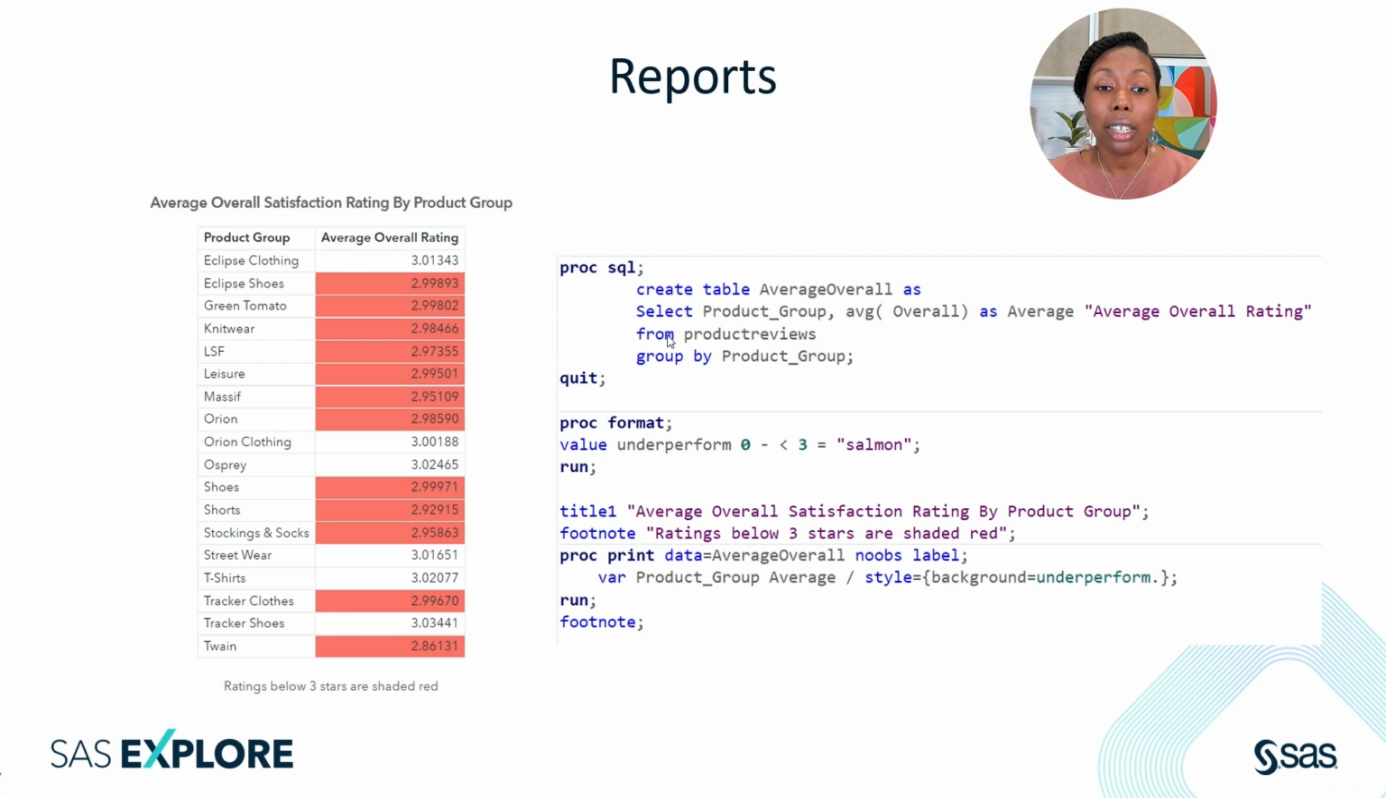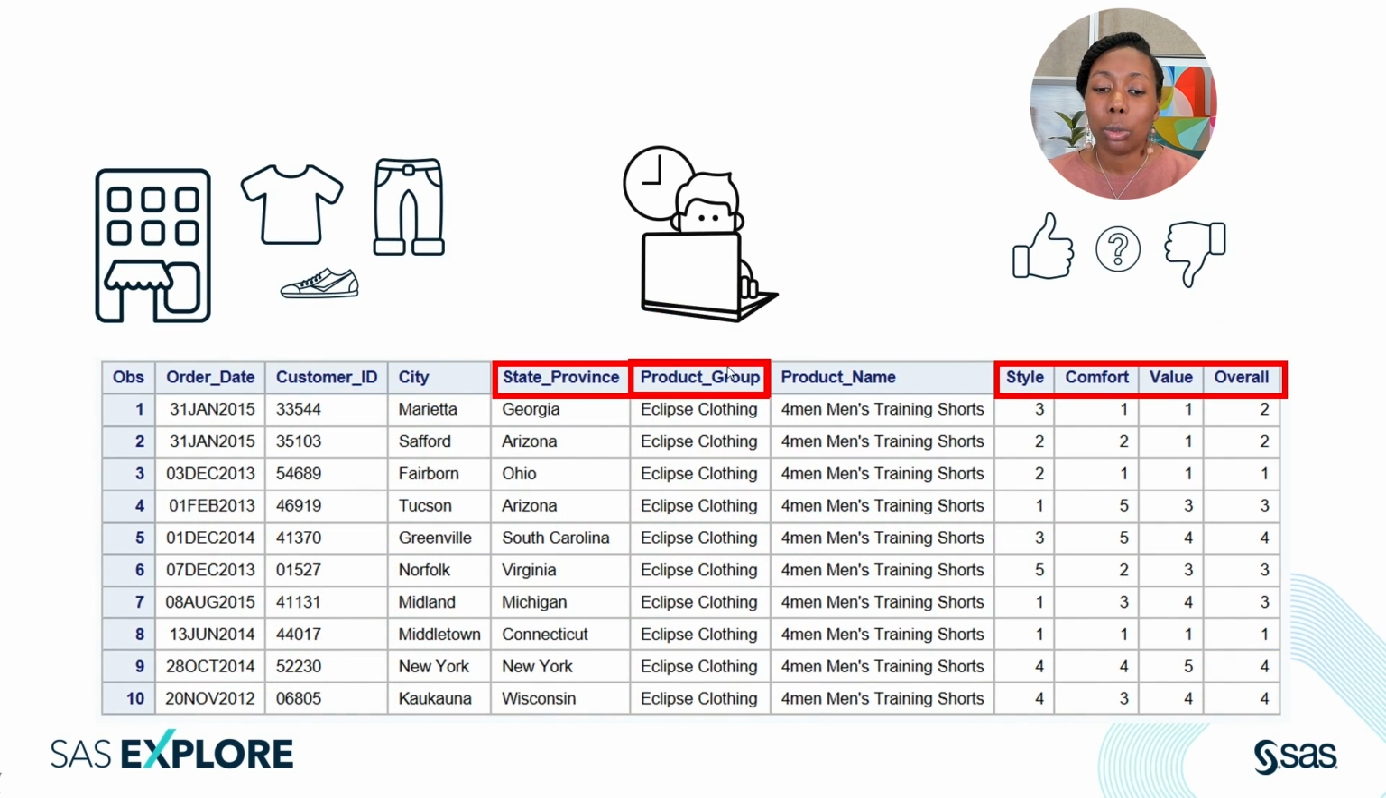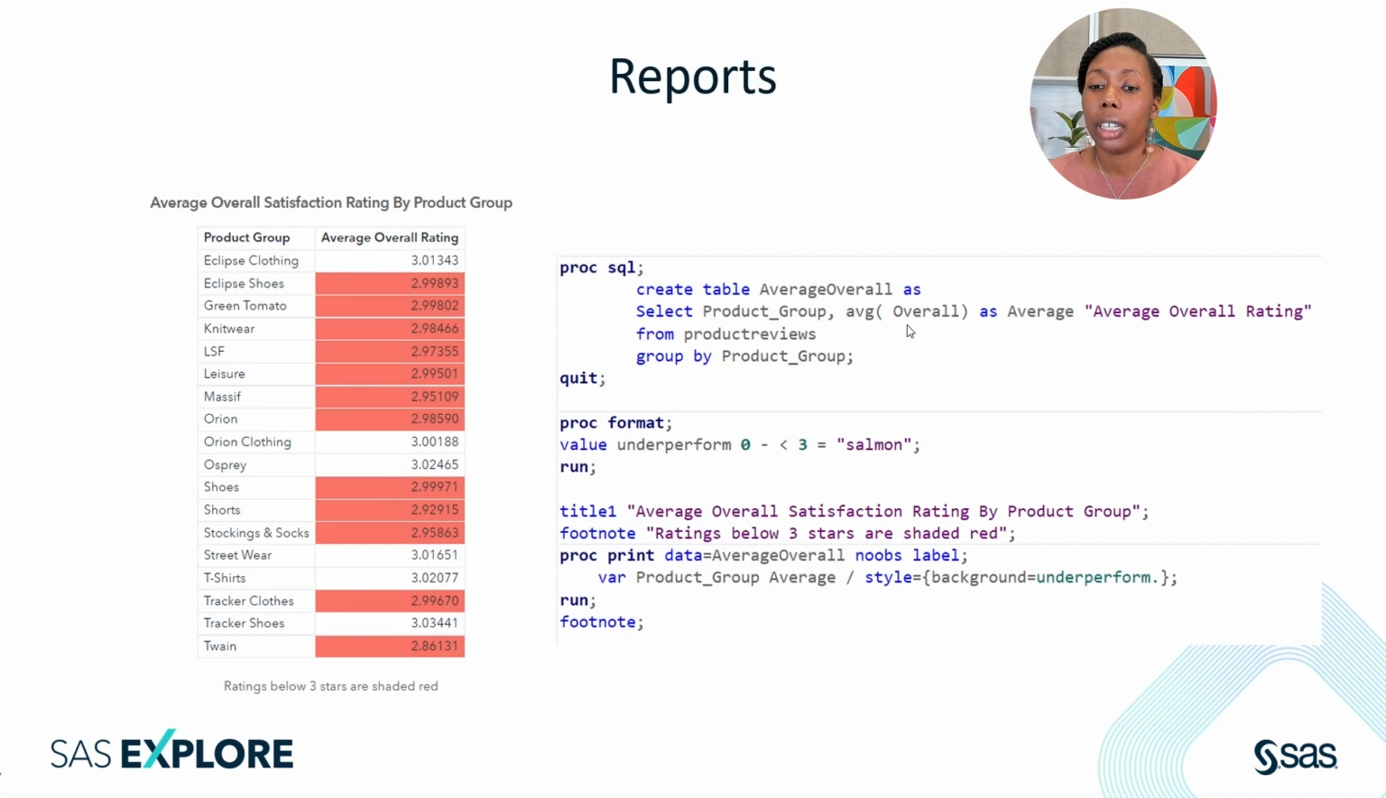Finally, for going from bottom to top, we have our proc SQL. So we created the table average overall by going to the product underscore group column. Let me go back in the slide. So we took product group, and we also took the overall column, and we got the average for the overall column.